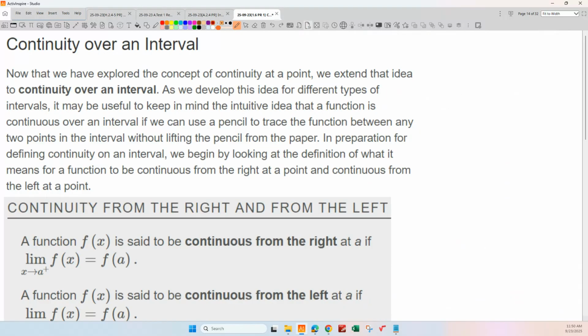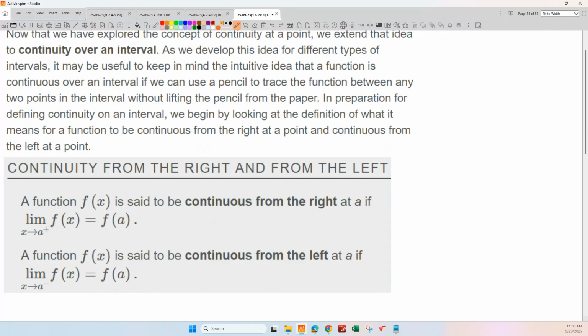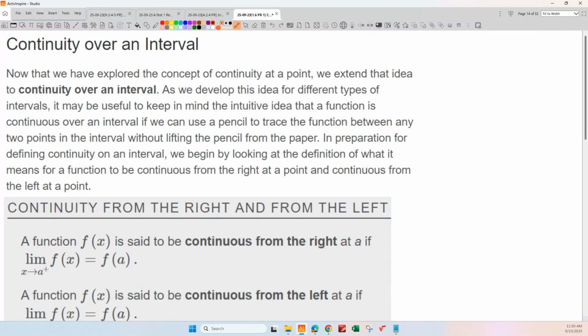Okay, and then this is the last thing I want to talk about today, and then I feel like I've loaded you up with more than enough to get started on some things. So how could we extend this to continuity over a closed interval, right?